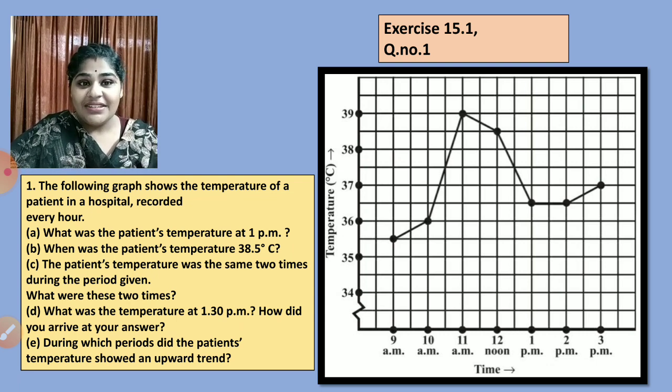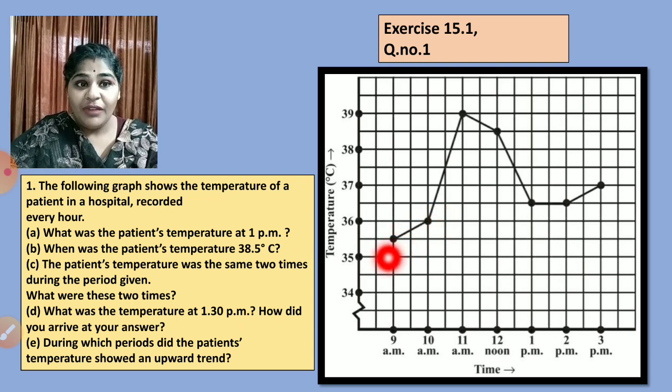During which periods did the patient's temperature show an upward trend? So during which periods was the patient's temperature rising? Okay, so you can see here now this line is also in a rising form, right children? It is going upward. So from 9 to 10 you can see it is going upward. Again from 10 to 11, also a.m., sorry, it is going again upward. Okay, so it is from 9 to 10, 10 to 11, or you can also say 9 to 11 a.m.